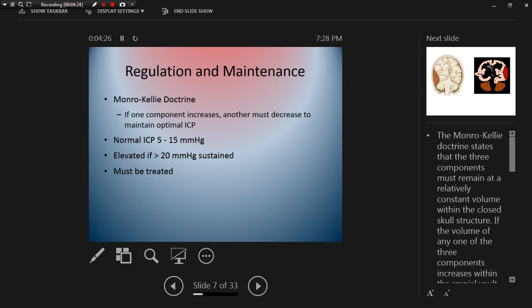But when we're not able to compensate in another area of the cranial cavity to maintain optimal ICP, then we're going to see a rise in ICP. So, like we said, normal is 5 to 15, but anything greater than 20 sustained is a problem and it needs to be treated.